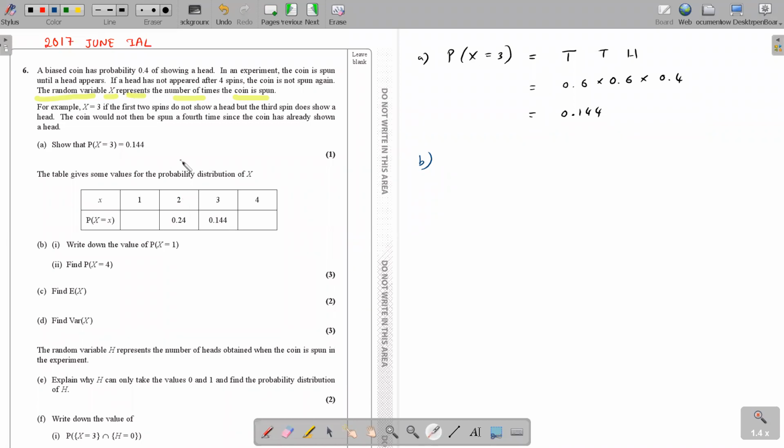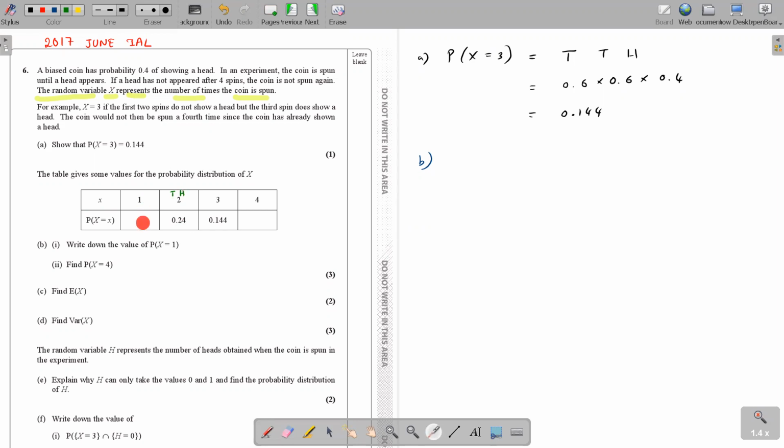I'm just asking you, how have they got X equal to probability? By calculating? How do you get the 0.24 probability from this? Tails, then heads. First you get a tail, then you get a head. That's how you start writing. So tail, head: 0.6 times 0.4 is 0.24. That's correct. Okay, so let's fill this table.